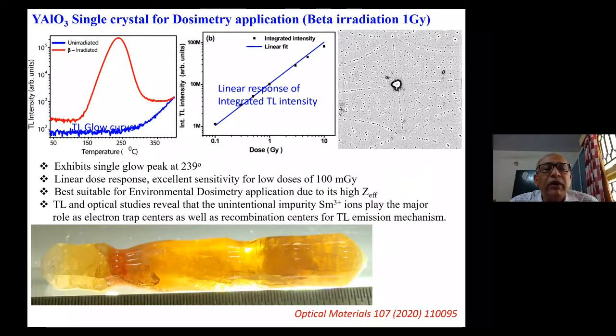This shows the single crystal of yttrium aluminium oxide. As you see, we are in the Department of Atomic Energy, so we always look for gamma detectors and dosimeter applications. There is a health physics group in our center, IGCAR, which works basically on looking for various materials for dosimetry. This has been studied for dosimetry in beta radiation, and you see how nicely the linear response is there for the various doses. It is actually a very wonderful result. This shows the Laue pattern of the crystal, and this has been published in Optical Materials 2020.